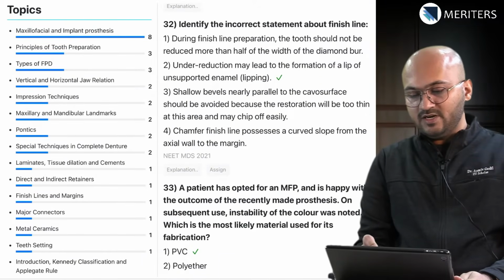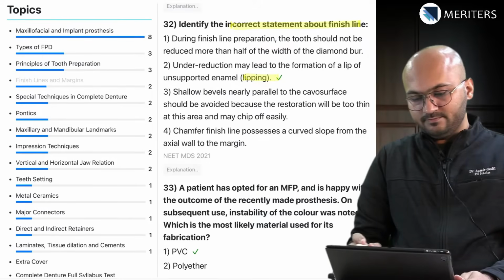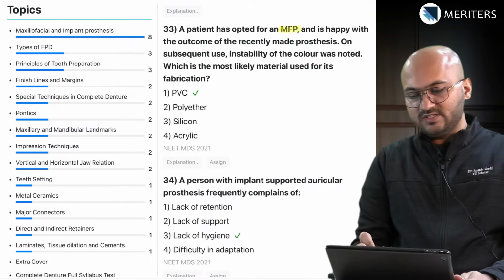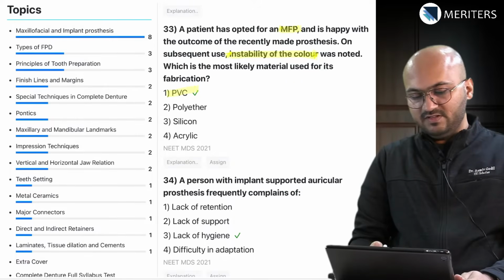Identify the incorrect statement about finish line. Under preparation leads to lipping. Patient has opted for a maxillofacial prosthesis, is happy with the outcome. On subsequent use, there is instability of color. This is PVC.